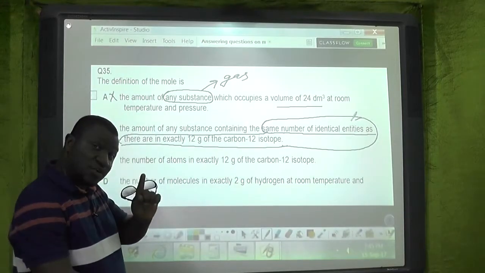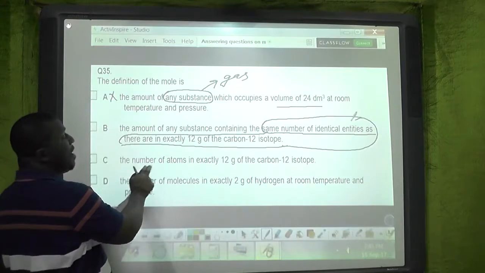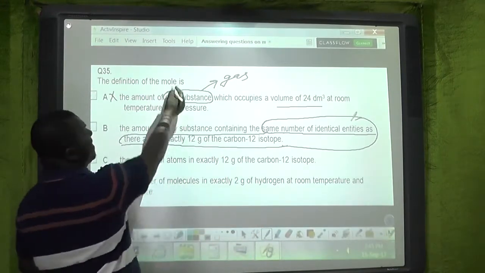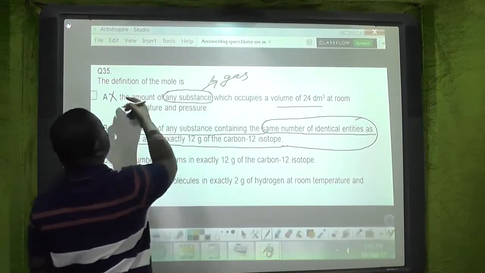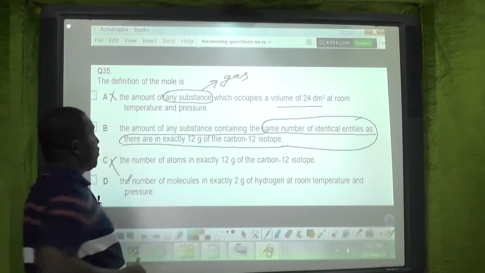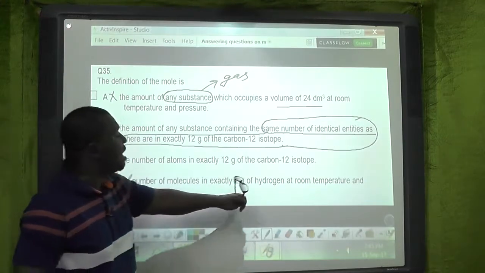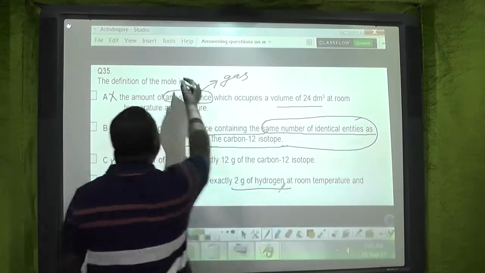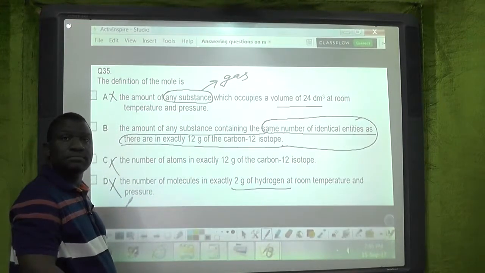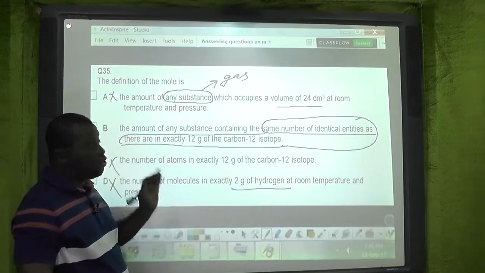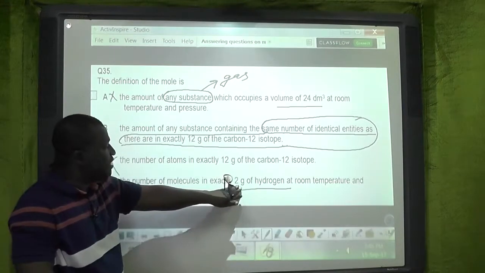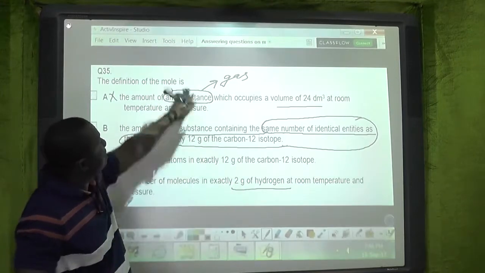Correct. But let's continue. We may be tricked. The number of atoms in exactly 12 grams of carbon. We are not talking about carbon alone. It would be correct if they said 1 mole of carbon is the definition of mole of carbon. But we are talking about general. The number of molecules in exactly 2 grams of hydrogen. This is only for hydrogen, but we are talking general. Hydrogen is not our standard here. Carbon is our standard, but we are talking about only carbon here.